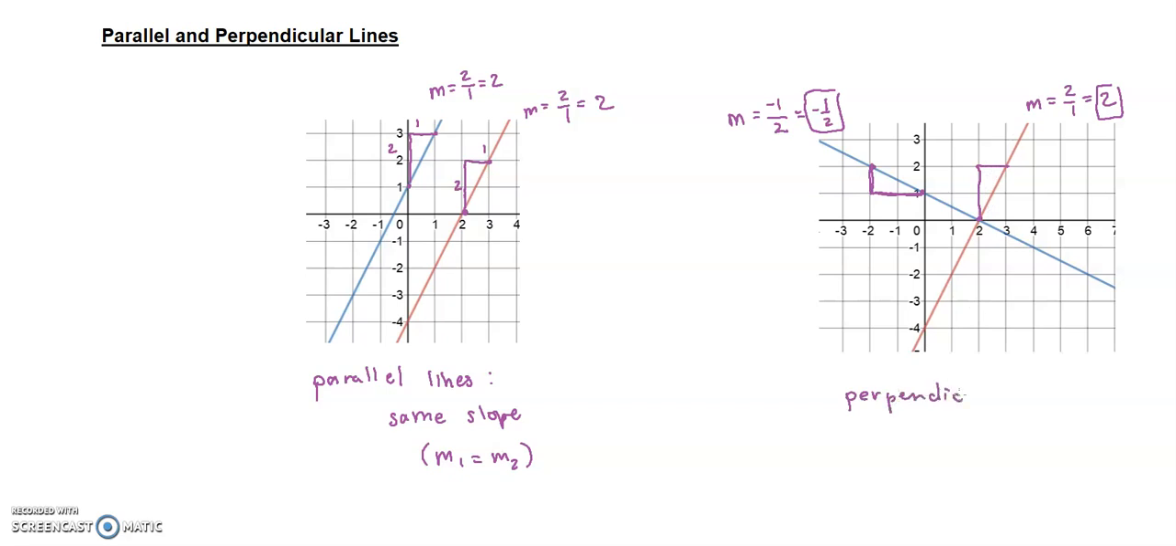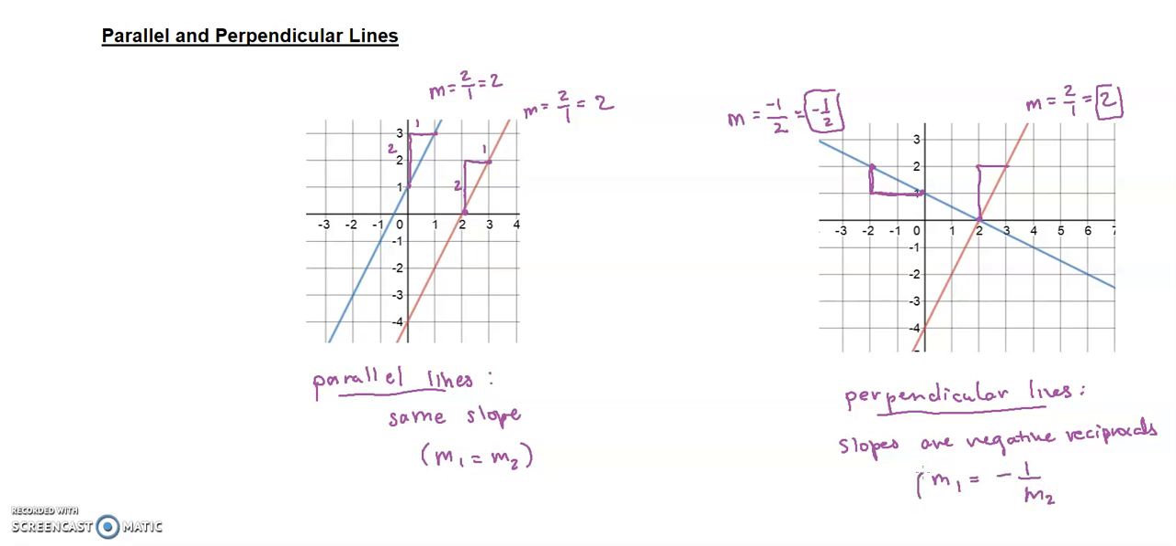So for perpendicular lines, we can say that the slopes are negative reciprocals. So basically the x and y have to reverse, and one of them is going to have to be negative. So slopes are negative reciprocals. They have opposite signs, and they're reciprocals of each other. Sometimes we write that as m1 equals negative 1 over m2. So to get from one to the other, change the sign and flip it.